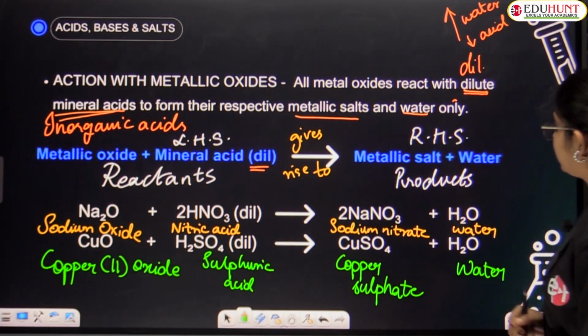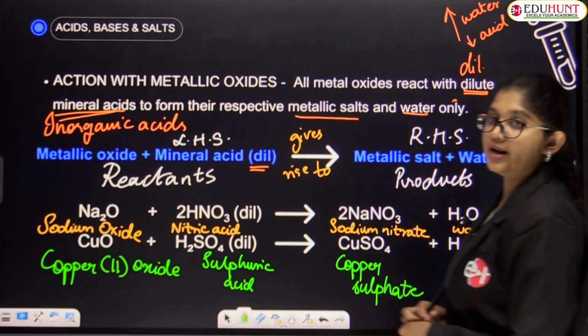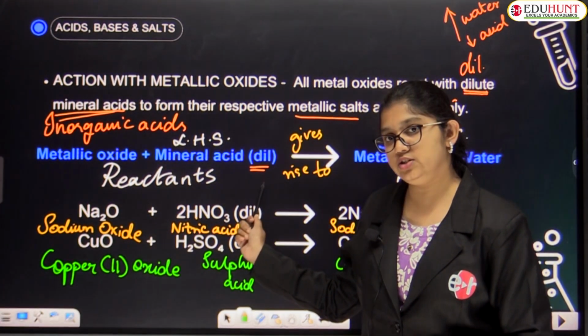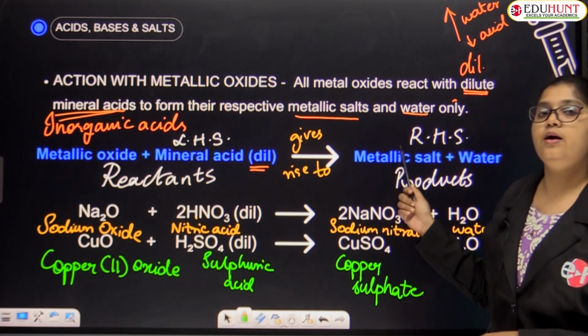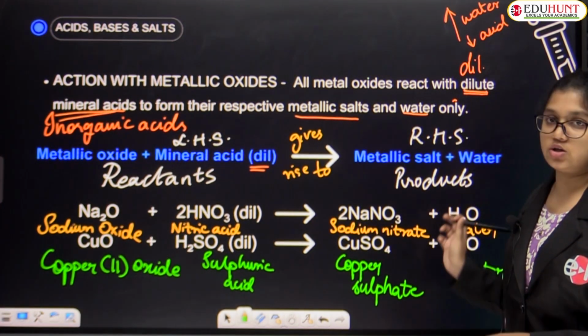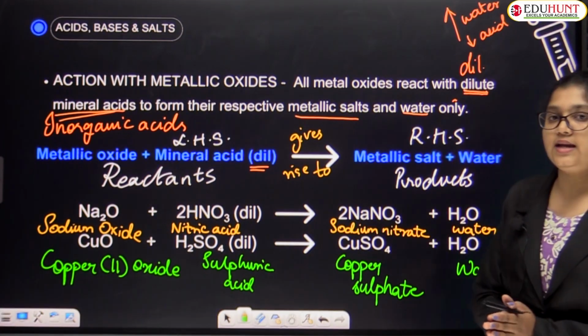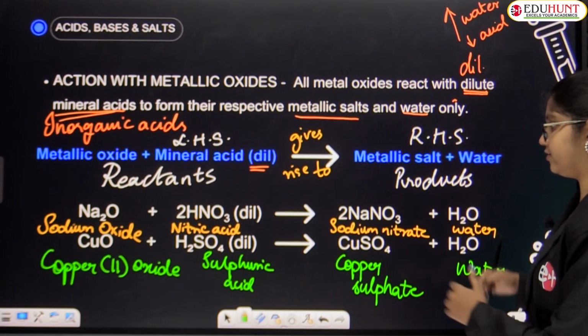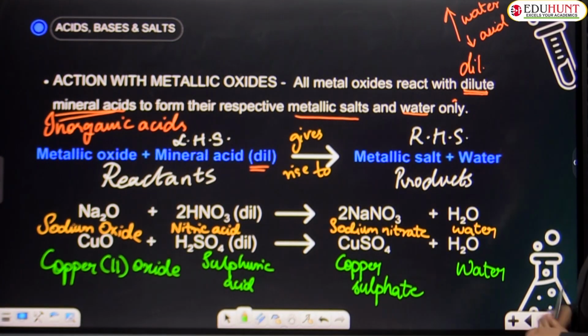So, here we go. Metallic oxide plus mineral acid, in dilute condition, gives rise to metallic salt plus water. This is all about action with metallic oxides. Hope you clearly understood this. Examples also give the names. Fine, children? Yes. Next one. What is the next general property?